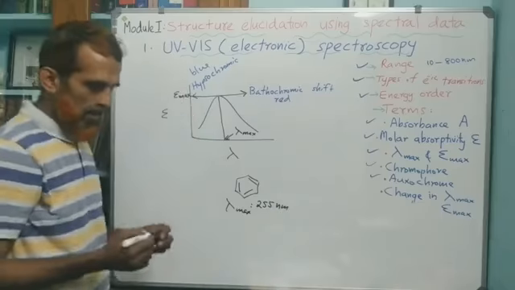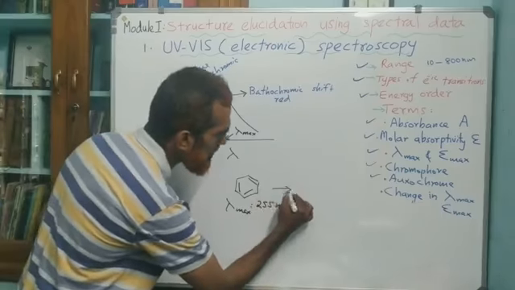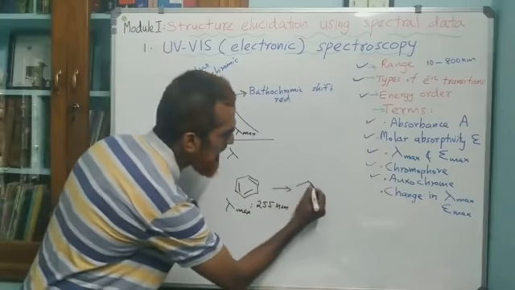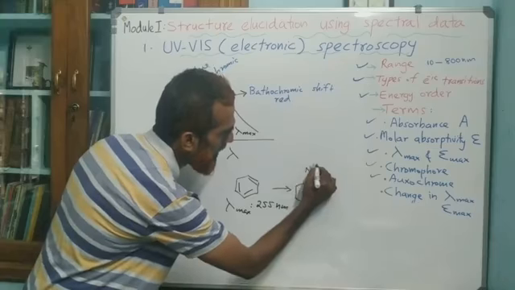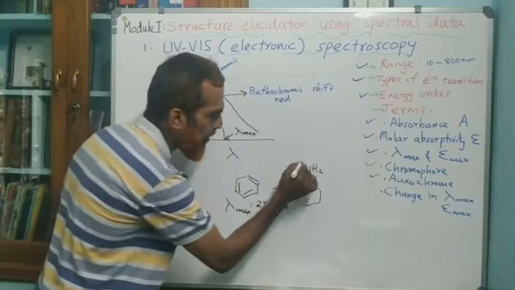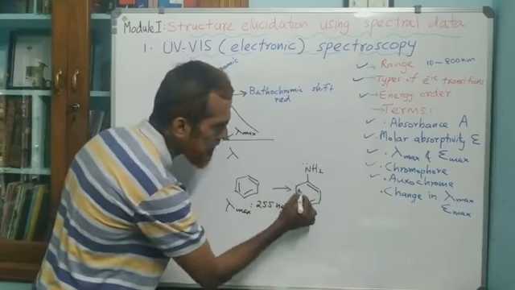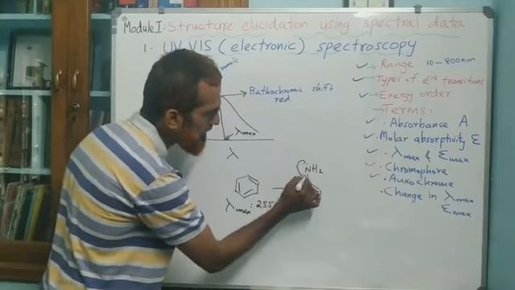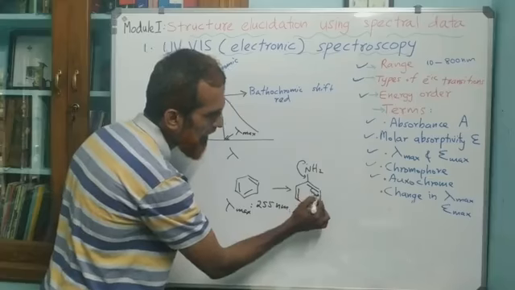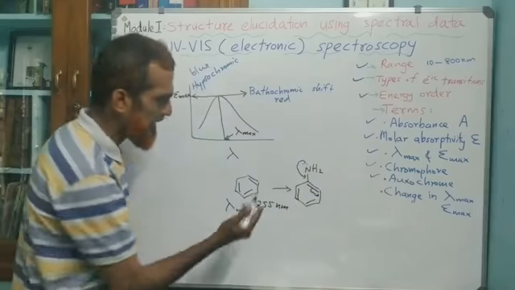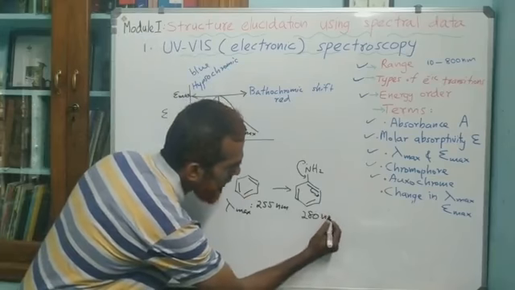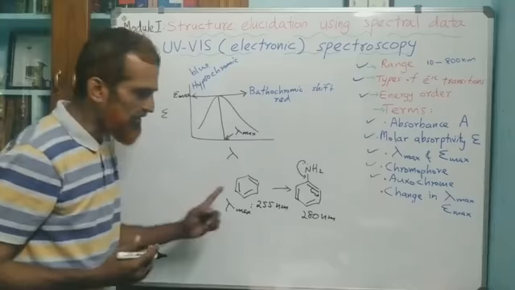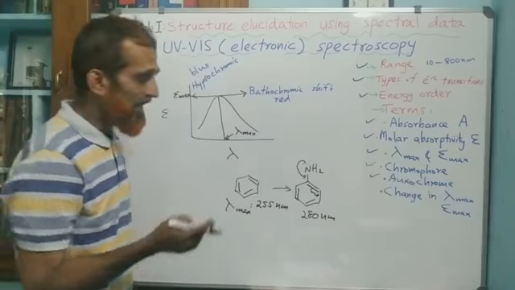If you introduce an amino group on benzene, we have just learned that NH2 is an oxochrome. It has a lone pair in conjugation with the ring. So what happens? It will increase the delocalization, and that will increase lambda max. Lambda max of aniline is found to be 280 nanometer. See, it has increased. So this is a Bathochromic shift.